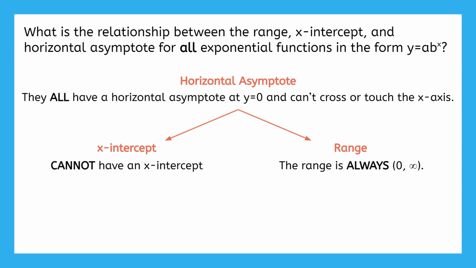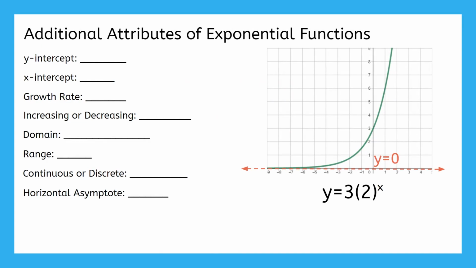Let's revisit that function from earlier and take a look at the rest of its attributes. We already know the x-intercept, range, and horizontal asymptote since they're the same for all exponential functions. What will they be? Yeah, there is no x-intercept. The range is from 0 to infinity, and the horizontal asymptote is the line y equals 0.